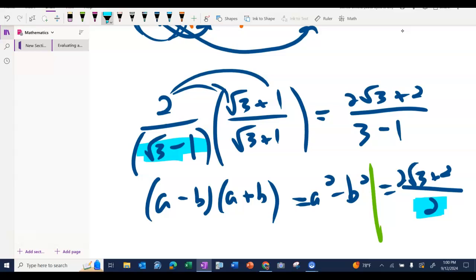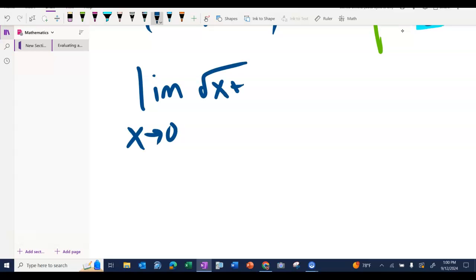So, that said, let's look at an analytic limit for which we might be able to utilize this process. I'll give you an example. It's the limit as x is going to 0 of root x plus 1 minus 1, all over x.